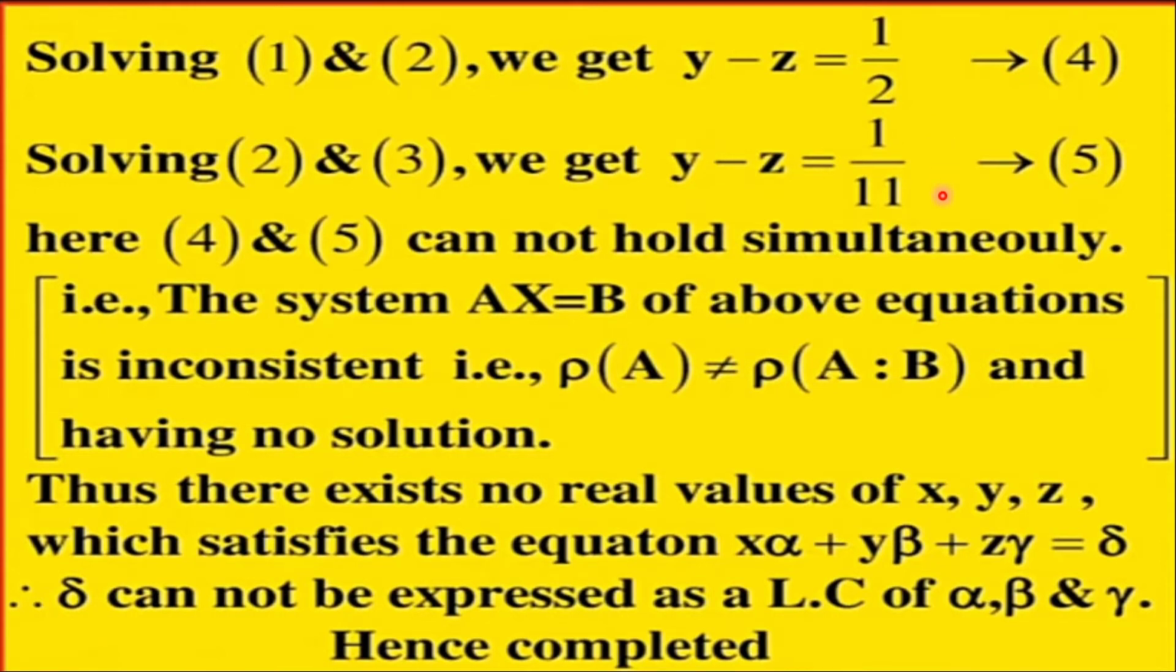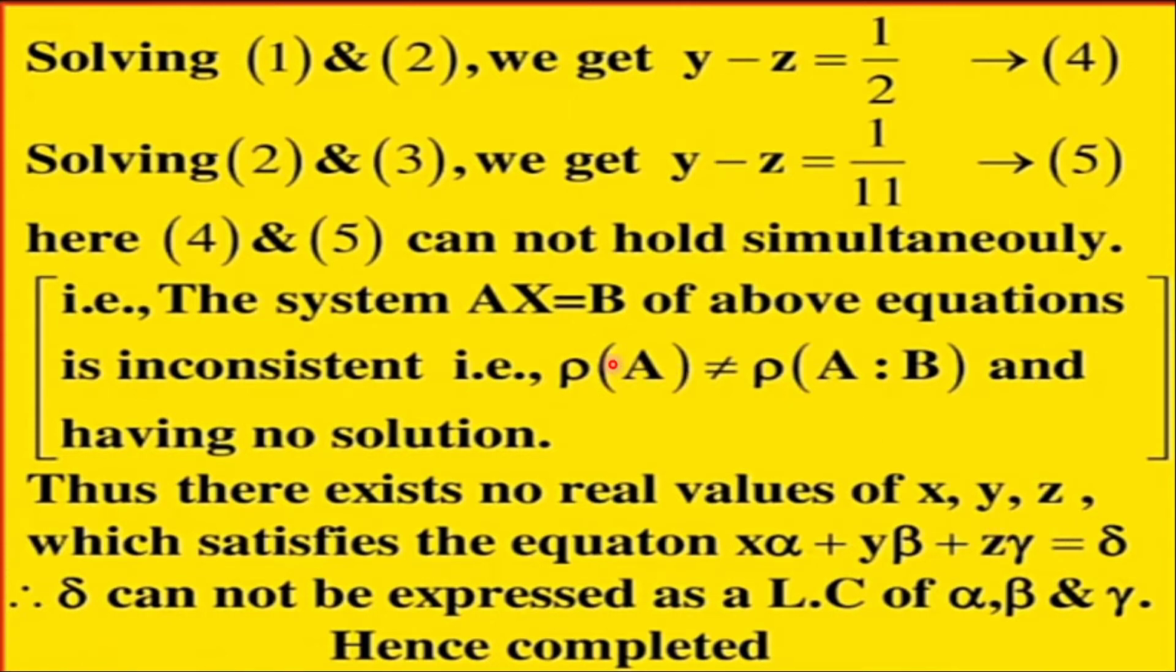That is impossible. So, thus there exist no real values of x, y, z which satisfy the equation x alpha plus y beta plus z gamma equals delta.